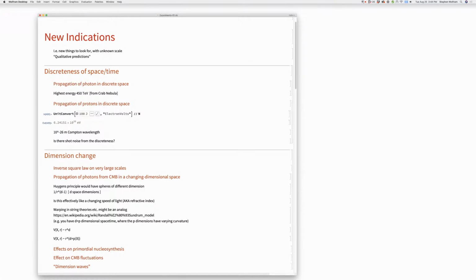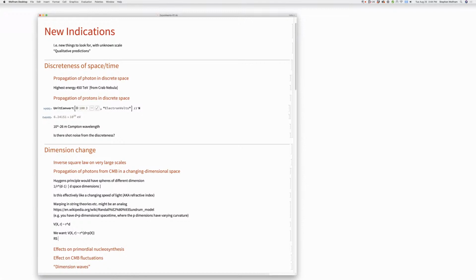Well, no, that's not right. See, that's what we would want. We want this. But this model would be instead V of X, and R still goes like... how does this work? I think it goes like R to the D plus P, but then it has terms.